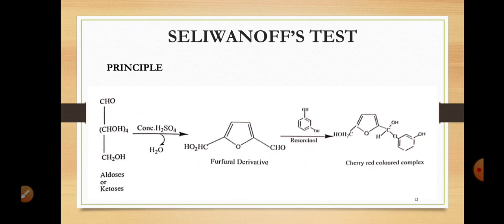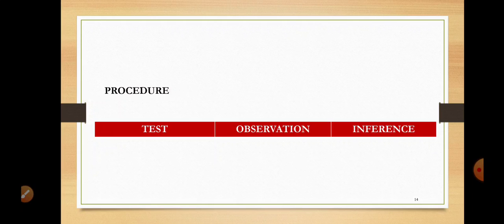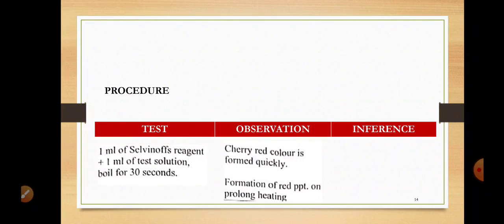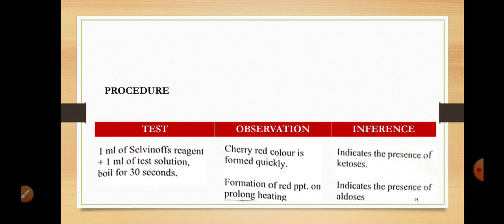When the cherry red colored complex is formed, it is understood that our test sample contains a carbohydrate, which is either a ketose or an aldose. To identify whether the carbohydrate is a ketose in nature or an aldose in nature, this test is useful.